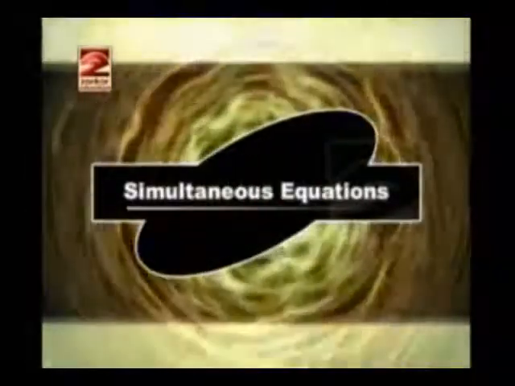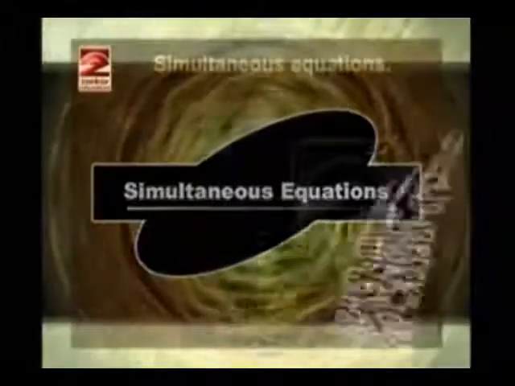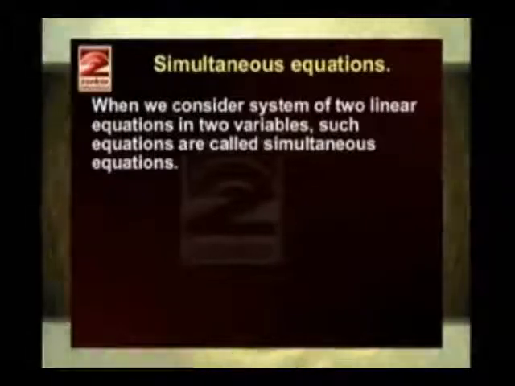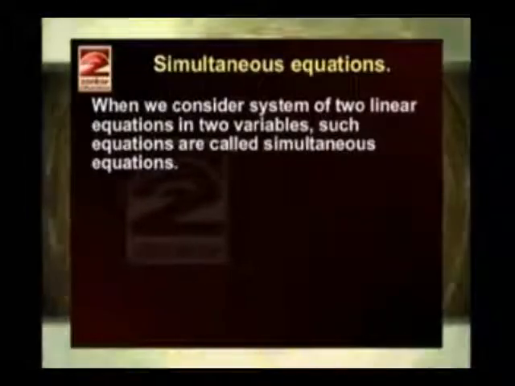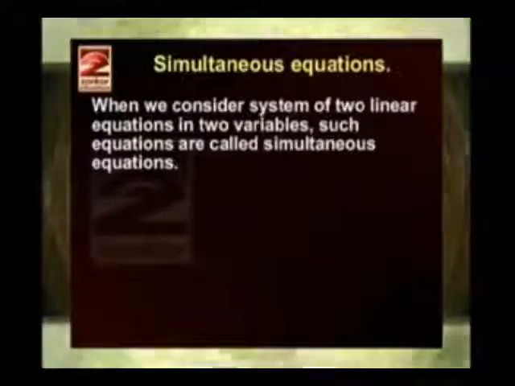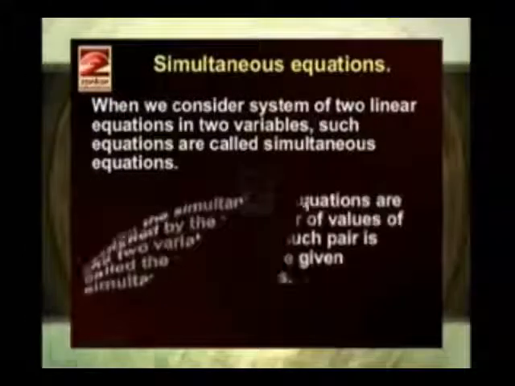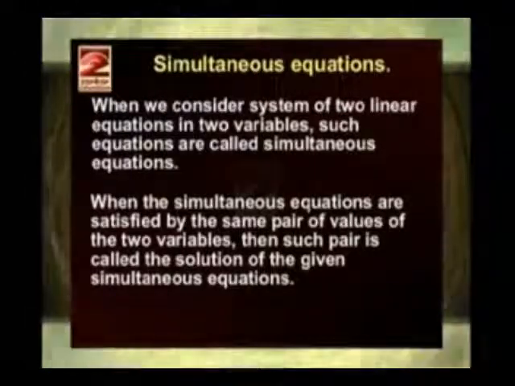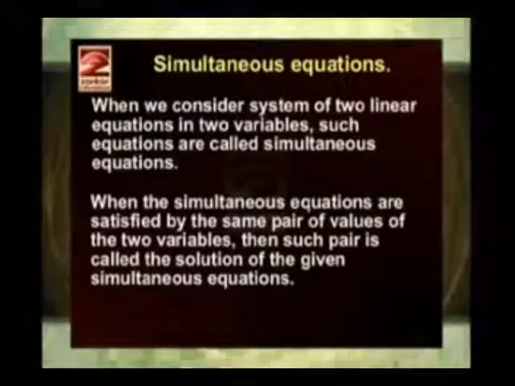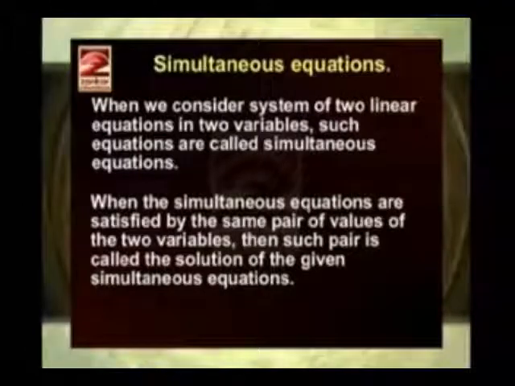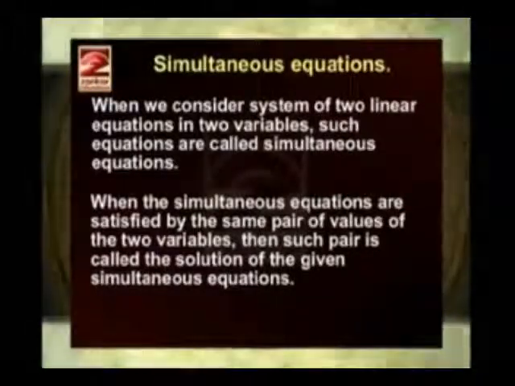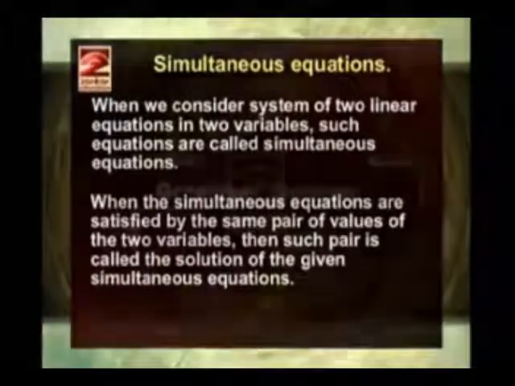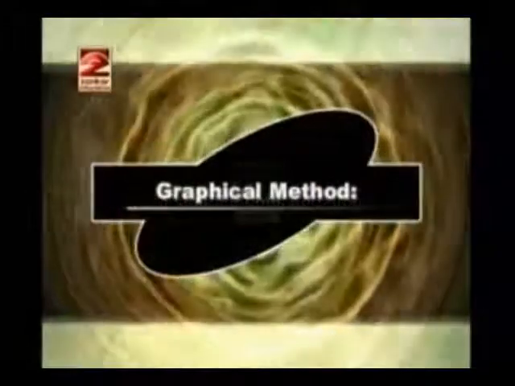Now about the simultaneous equations. When we consider the system of two linear equations in two variables, such equations are called simultaneous equations. When the simultaneous equations are satisfied by the same pair of values of the two variables, then such pair is called the solution of the given simultaneous equation. Now the first method to solve such equations is by graphical method.